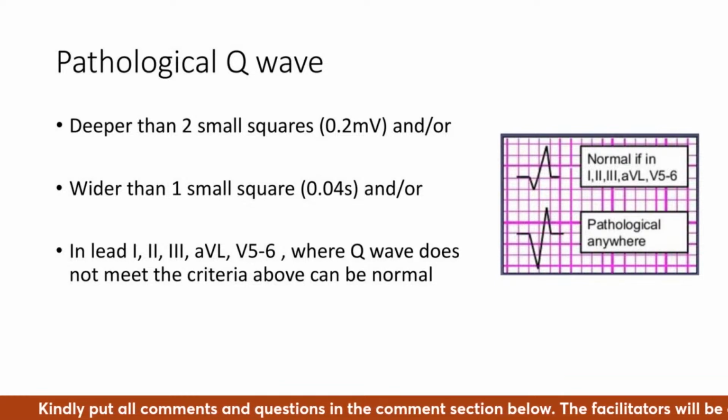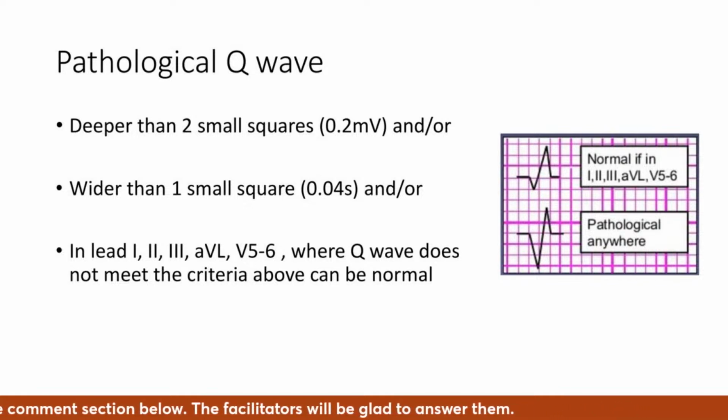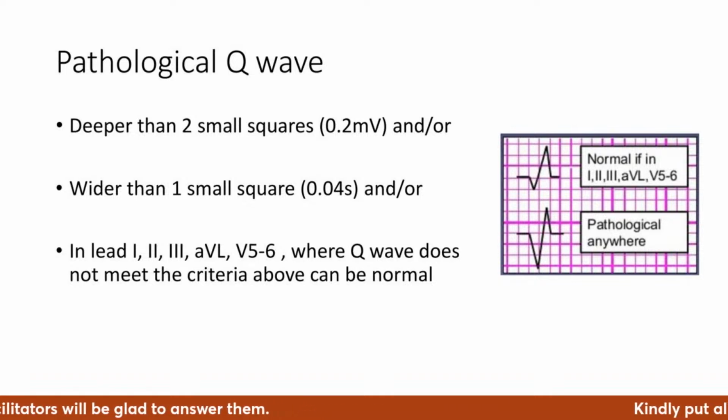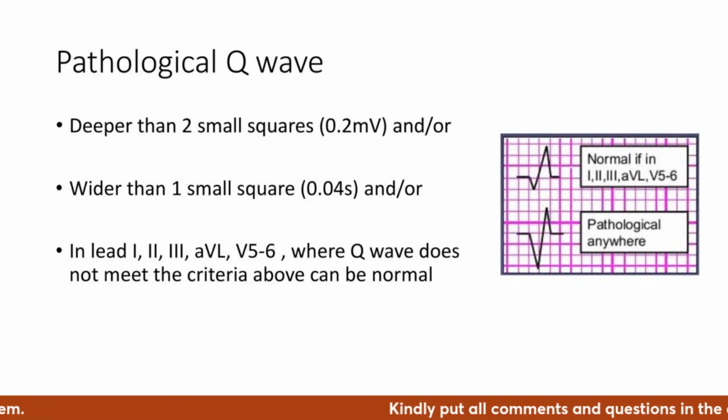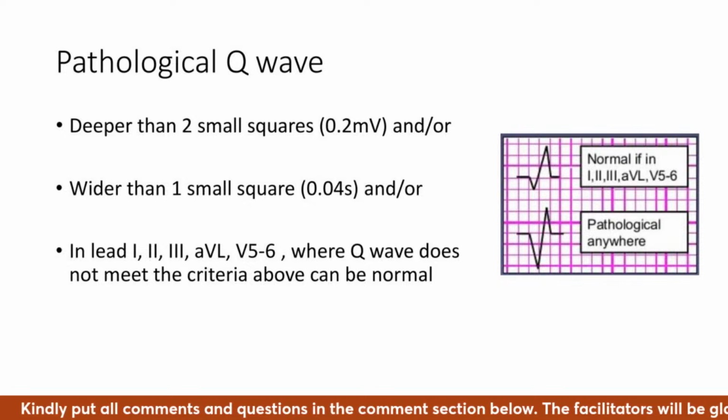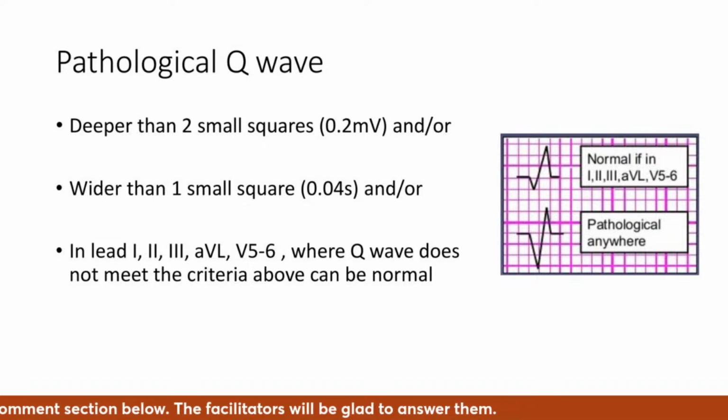So we spoke about pathologic Q waves. If they are deeper than 2 small boxes or wider than 1 small box, it's probably pathologic. Now, normally in the lateral leads, 1, 2, AVL, V5, V6, I mentioned that you may find Q waves that are not pathologic, and we call them septal Q waves. Usually they will not meet these criteria, and generally they will be less than a quarter of the height of the QRS complex.